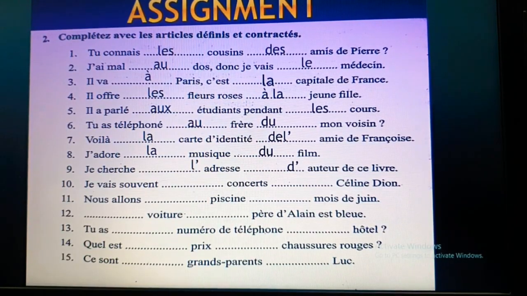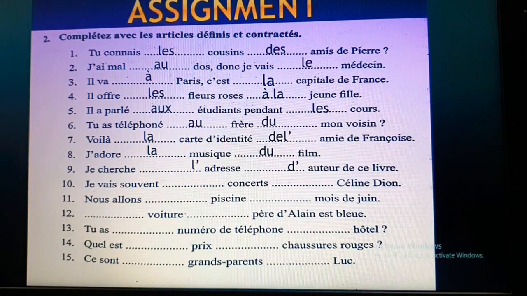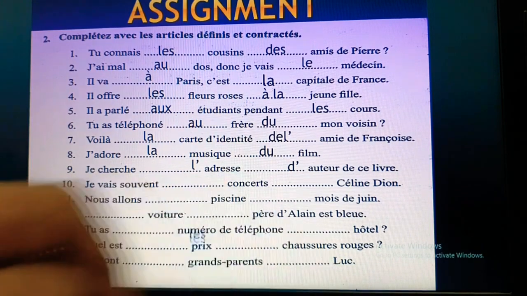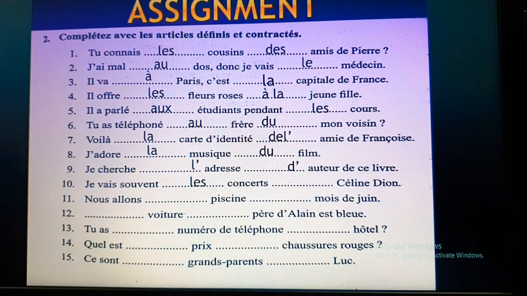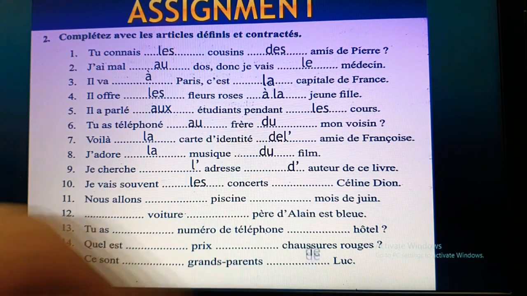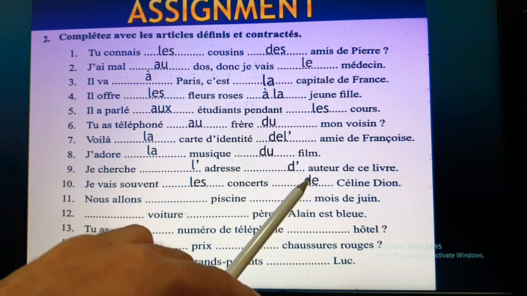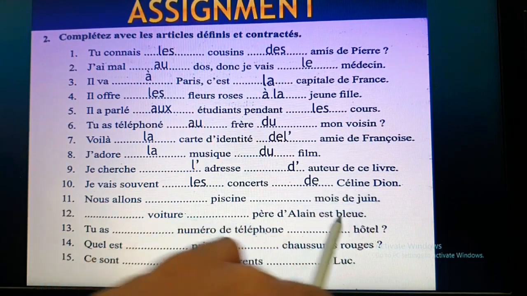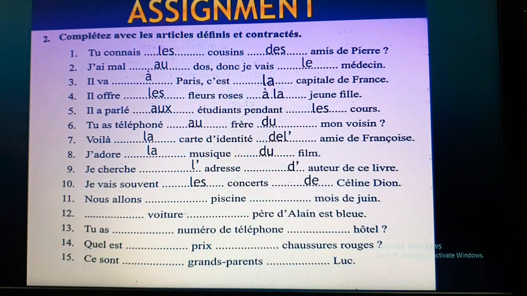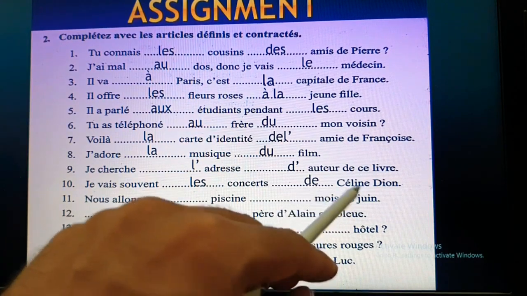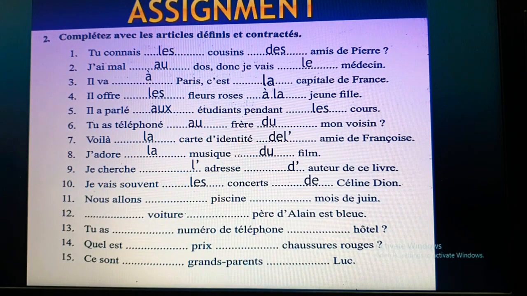Very good. So je vais souvent, I go often to the concerts, les concerts of. Very good. De Céline Dion. Again, Céline Dion is a very famous singer, chanteuse of France. Okay. Why de? Because it's a proper noun. Though she's feminine, we will use the proper noun instead of the feminine.